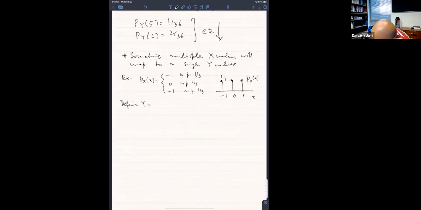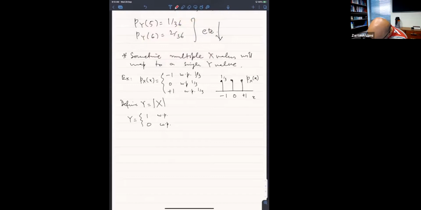Define y is equal to modulus of x, magnitude of x. Okay. What values y can take? Answers in the chat window. Y can take a value 0 and 1. Y will take a value 1 with probability, y will take a value 0 with probability. So I need these answers.